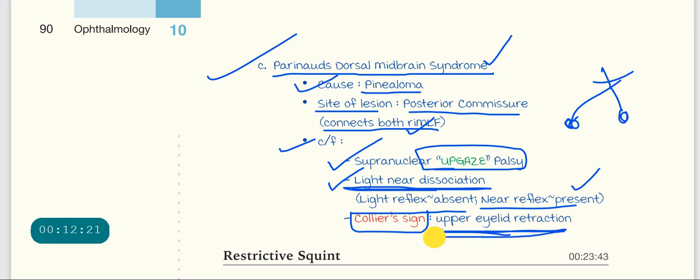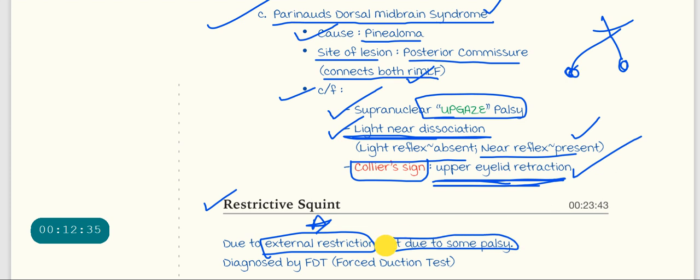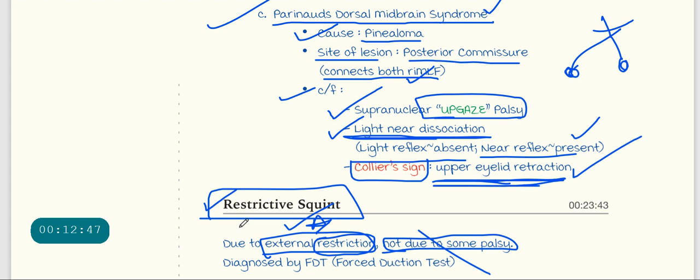Okay, now restrictive squint is due to external restriction. It is not due to any palsy. So the name itself tells us that there would be some resistance which will lead to restrictive squint. Okay, it could be diagnosed by FDT, the forced duction test. So that was all about squint.